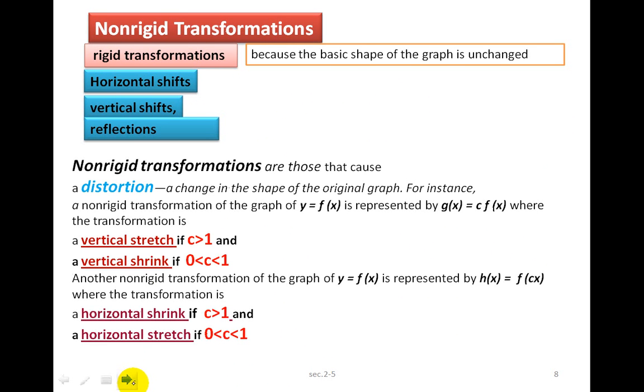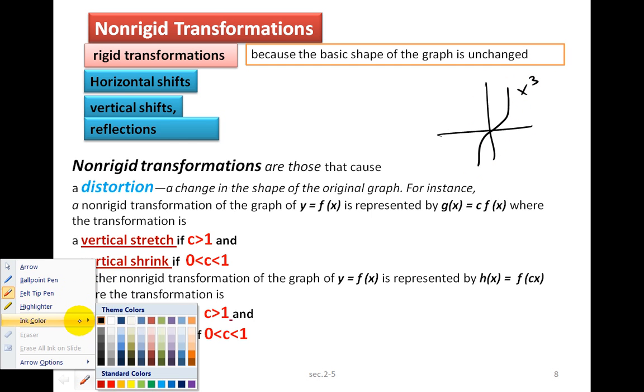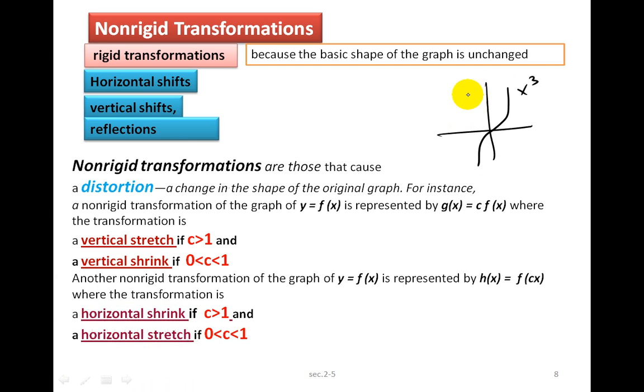Now let's talk about non-rigid transformations. But before that, I just want to show you that this is the graph for f of x equals x cubed. Once you want to reflect it, it will be reflected this way. So this is negative x cubed. Okay, now let's go to the non-rigid transformation.